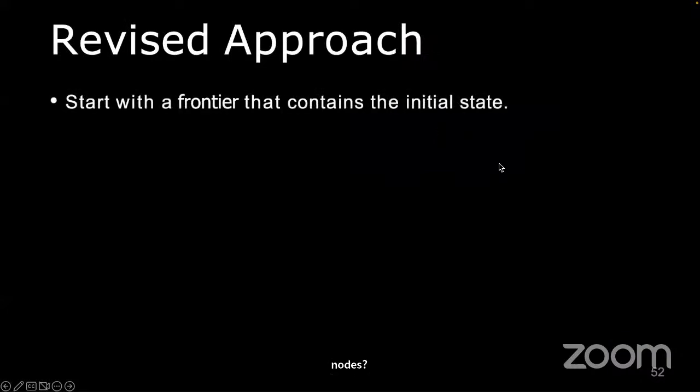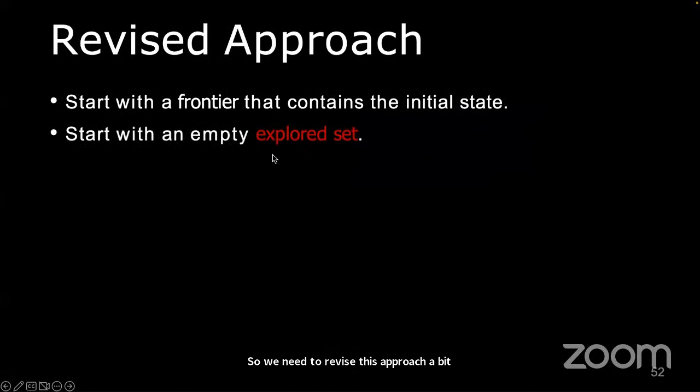We just need to add a new data structure, which is the explored set. Once we consider a node by removing it from the frontier, we add it to the explored set, so that we will not consider the same node in the future.